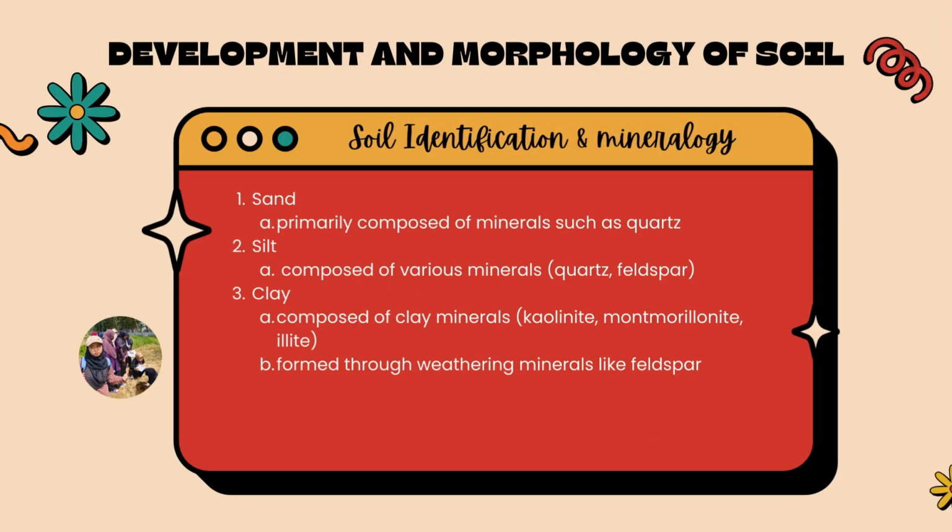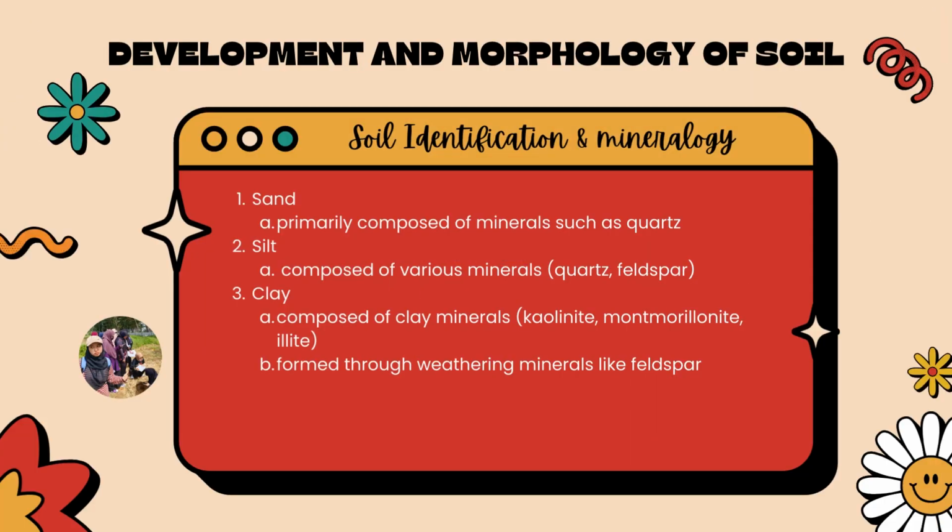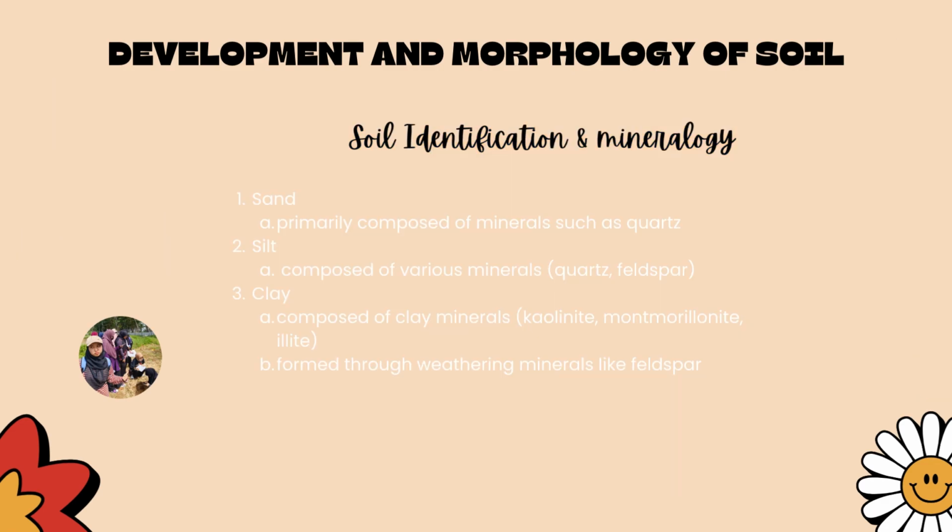For soil identification and mineralogy, this soil has a balanced mixture of sand, silt, and clay. Sand is primarily composed of minerals such as quartz. Silt is composed of various minerals such as quartz and feldspar. Clay is composed of clay minerals such as kaolinite, montmorillonite, and illite. It is also formed through weathering of minerals like feldspar.